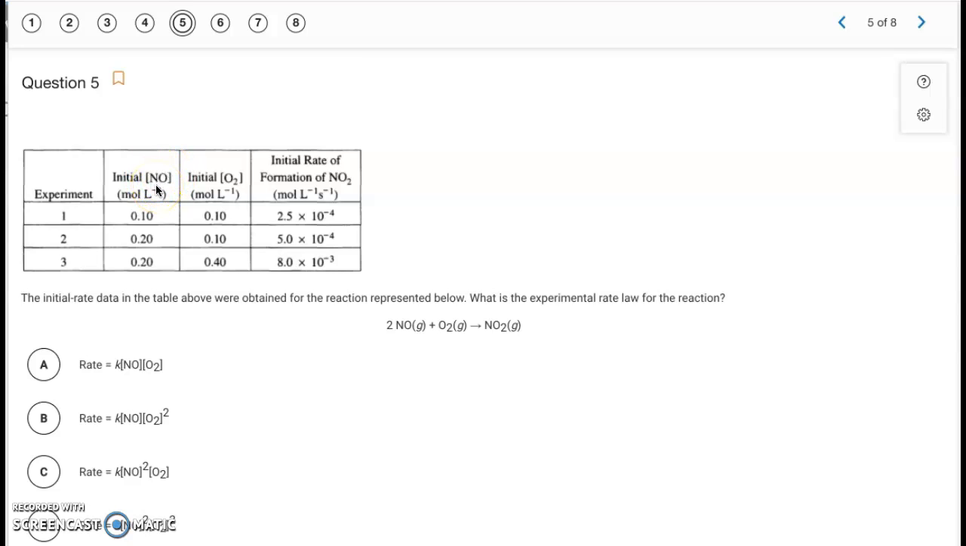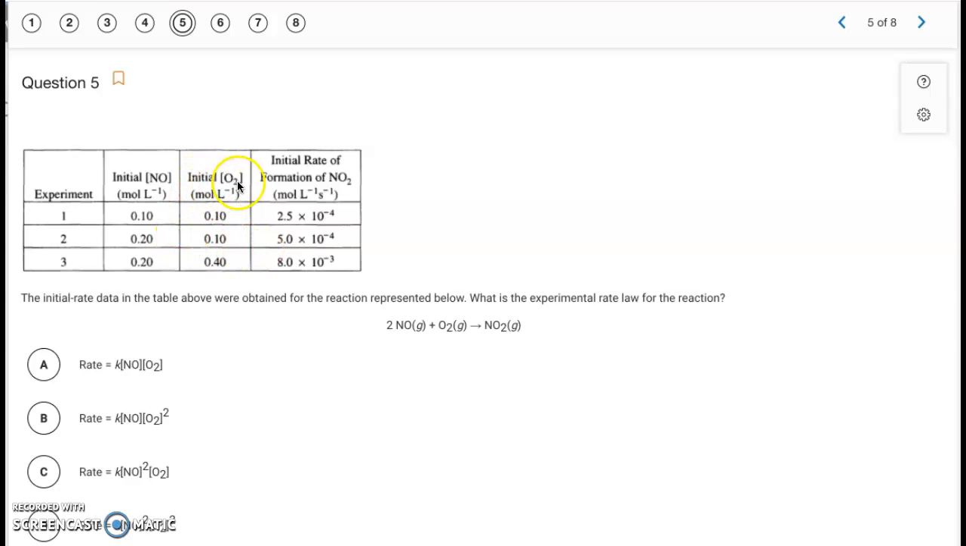When you figure out the orders, it's usually 0 order, first order, or second order. If it's 0 order, you change the concentration and the rate would stay the same. If it's first order, the change in concentration and the change in rate are the same. Okay, in this case, this doubles, the rate doubles. They're changing by the same factor. That tells you it's first order. If it's second order, that means the rate would change by the square of the rate of change of the concentration. So if this were to double, the rate were to quadruple. Okay, but in this case, it's first order with respect to NO.